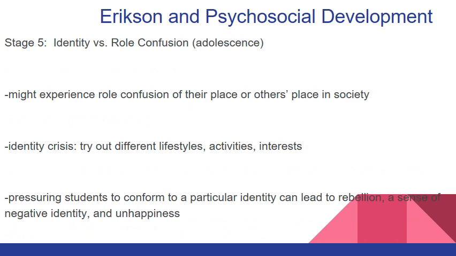During the identity versus role confusion stage, adolescents might experience role confusion of their exact place in society. They might even have an identity crisis in which they'll try out different lifestyles or different activities or different interests. It's important that teachers do not pressure students to conform to a particular identity.